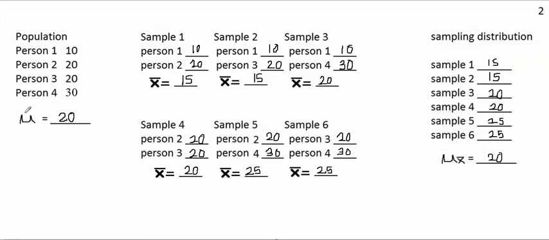So the symbol for population mean is mu, the symbol for sample mean is x bar, and the symbol for the mean of a sampling distribution that's made up of sample means is mu x bar. Let's move on to the next page.